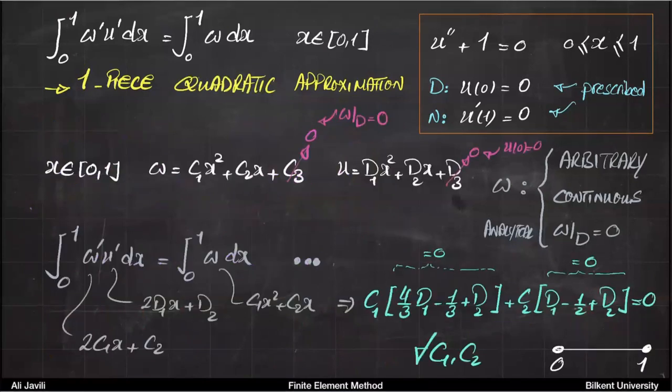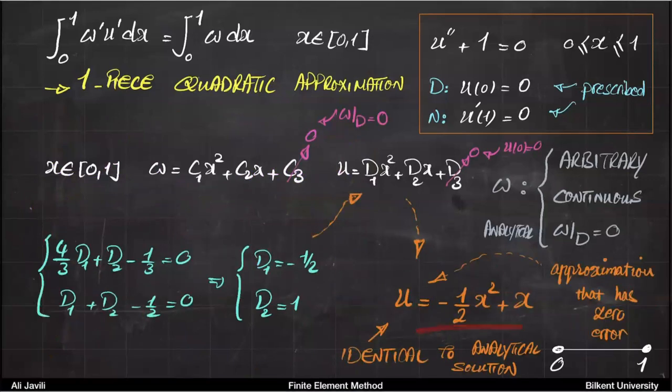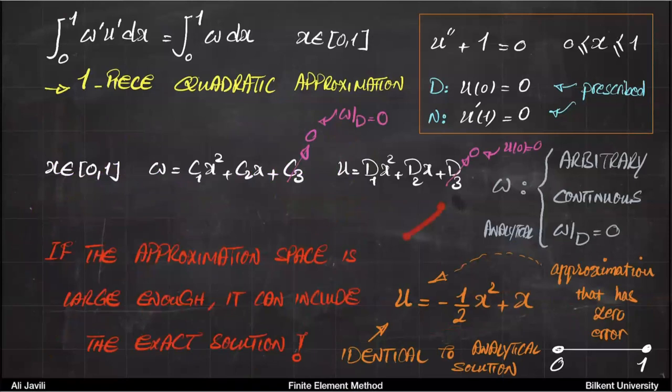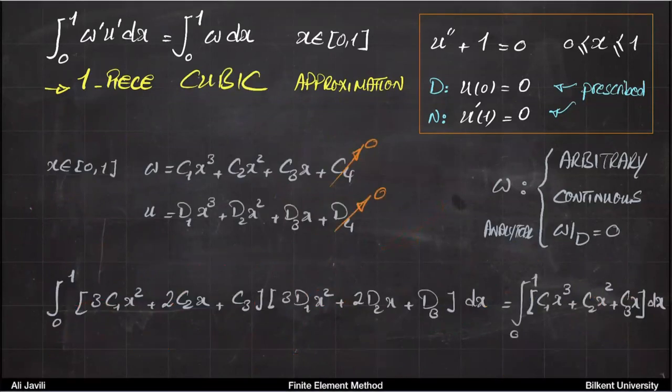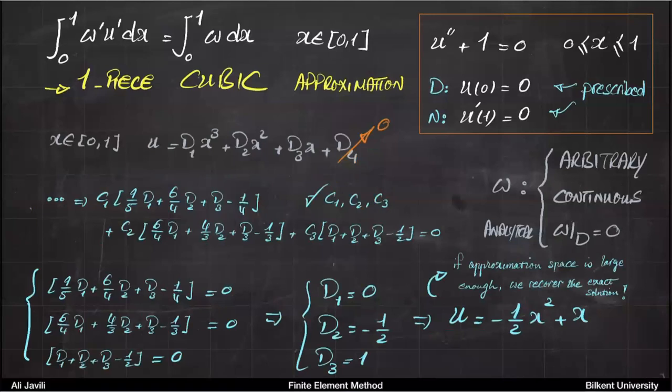We also did it with a one-piece quadratic, and you can see that with a one-piece quadratic, you just hit the solution itself, which tells you that if the approximation space is large enough, then you hit the exact solution. We showed the same conclusion with the cubic approximation. Even if you have a cubic approximation, it automatically reduces to the quadratic one, which confirms the message that we had previously. So this was all about how we did that.